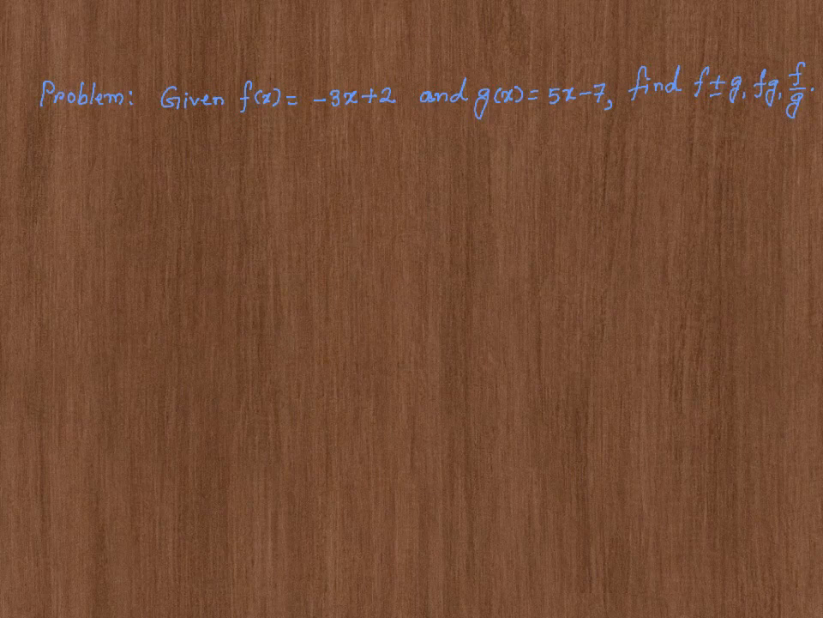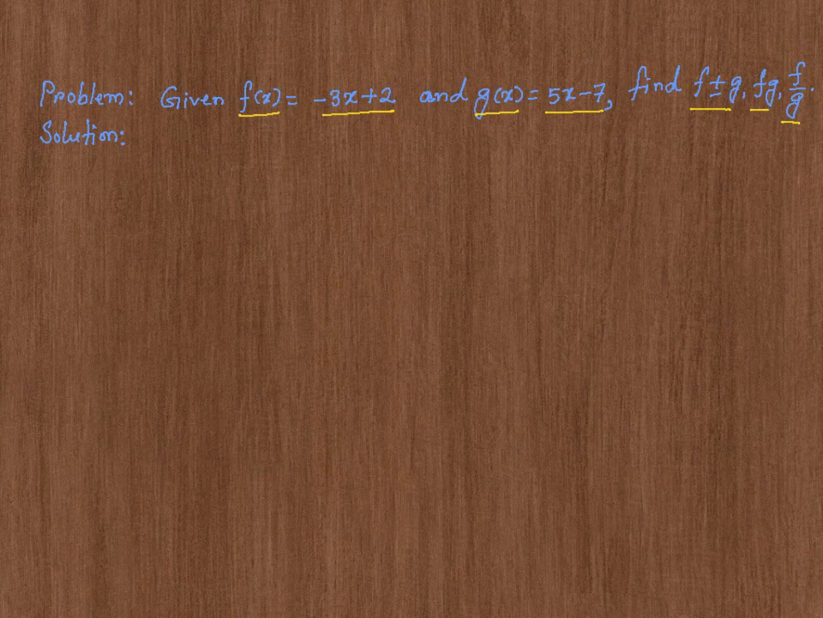In this video, I have two functions. One is f of x is equal to negative 3x plus 2. The other one is g of x is equal to 5x minus 7. I would need to find f plus g and f minus g, f times g, and f divided by g. I am going to find these new functions one by one.